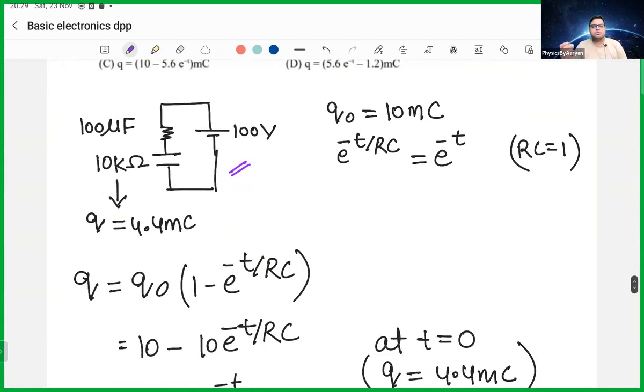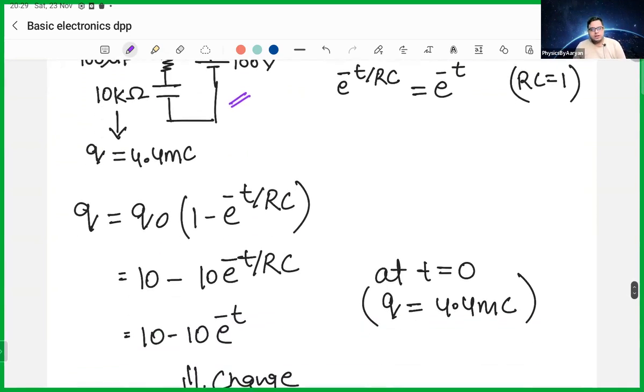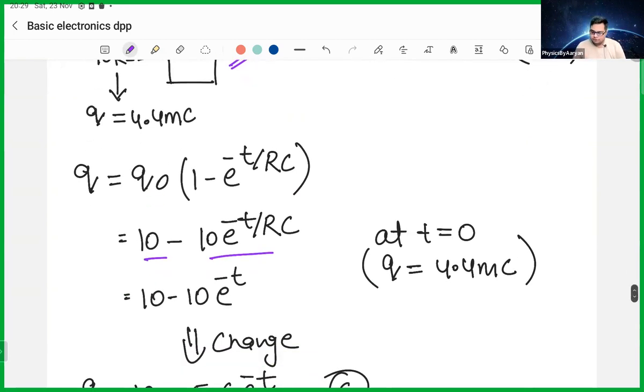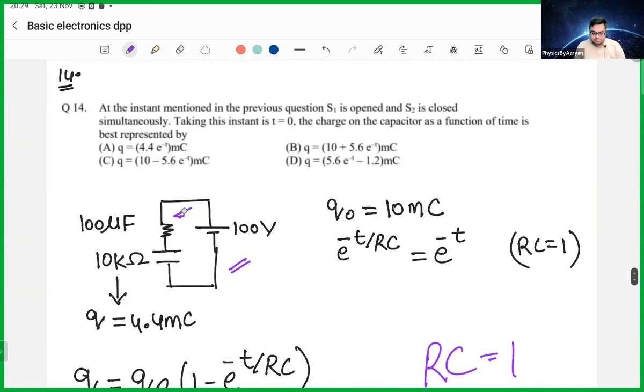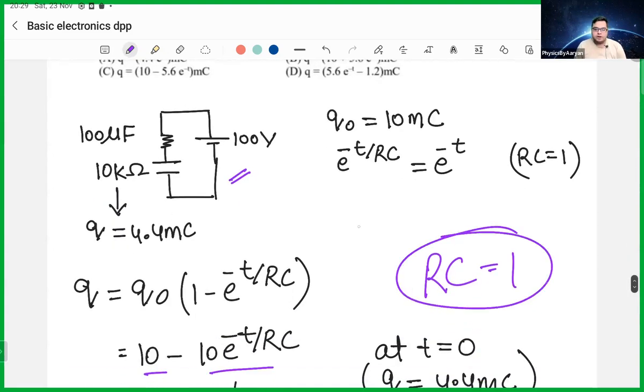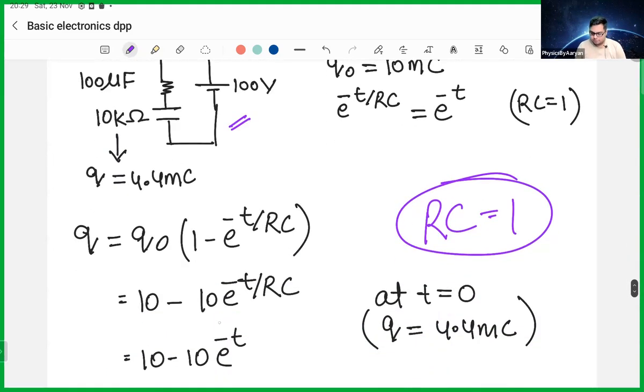So in a charging circuit, you know the formula is Q equals Q naught times 1 minus e to the power minus t by RC. Q naught you already know is 10 millicoulomb. So this is 10, this is 10. And if you calculate RC, you will get the value 1 in this case, because in this only one R is there. In the previous case, there were 2 R's connected. In this case, there is only 1 R connected. So it is 10 kilo ohm, and the value of RC will come out to be 1. So this is your equation.